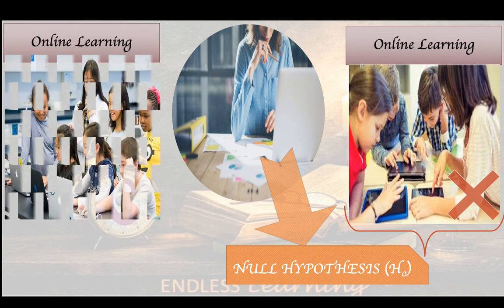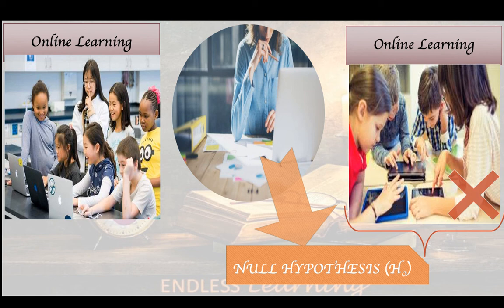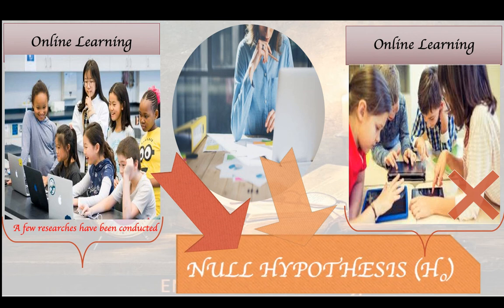On the other hand, when the researcher scans the related literature about online learning, she finds that a few researches have been conducted on online learning, but it's difficult to give any direction as the base is not strong. So in this situation also, the researcher has to frame the null hypothesis. This means when you don't have a strong review base, the researcher goes with the null hypothesis. This is the case when you have no research or little research available. But what if there are a large number of researches available?